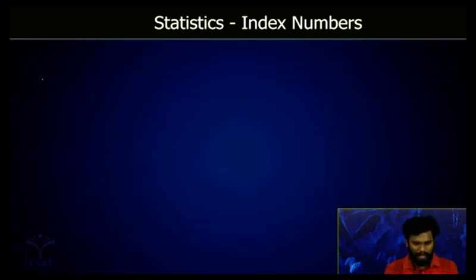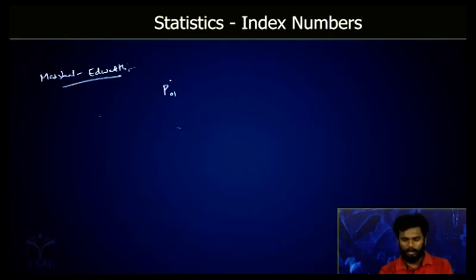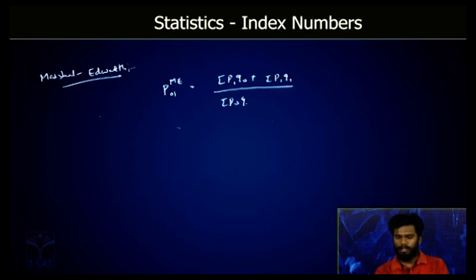And the next index number we have is Marshall-Edgeworth, and it is denoted by P01 ME, and it is given by summation P1 Q0 plus summation P1 Q1 divided by summation P0 Q0 plus summation P0 Q1 into 100.